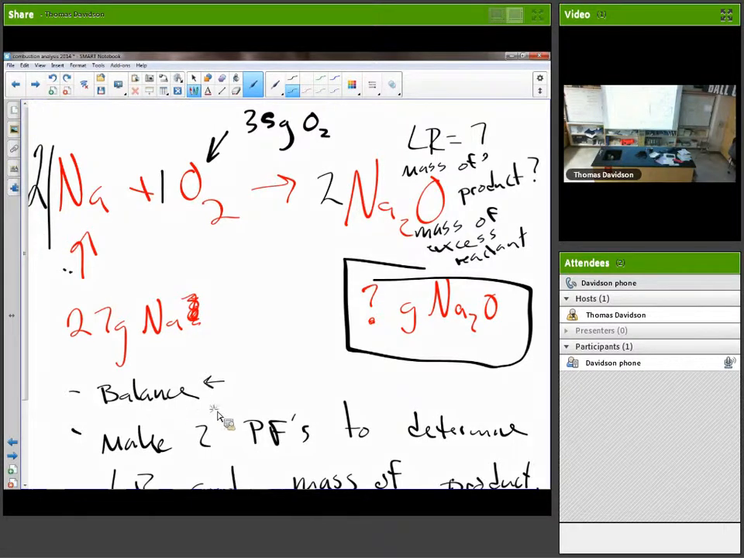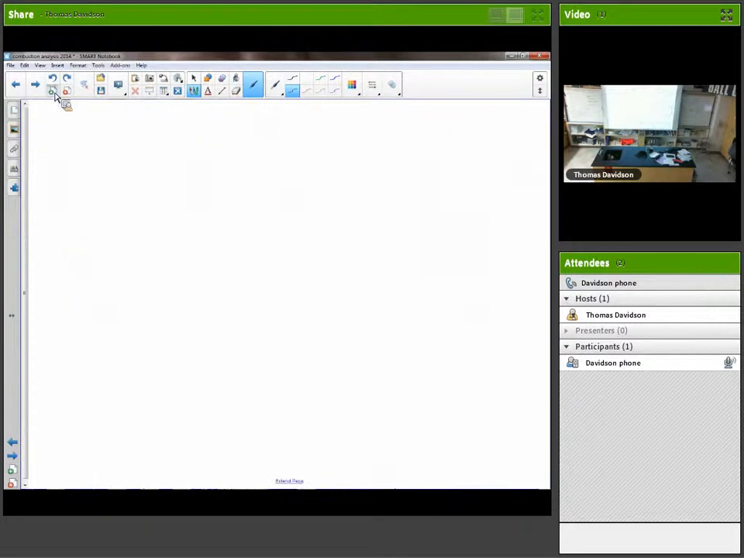All right, so we balanced. We make 2 picket fences to determine the limiting reactant mass and mass of product. And then the last thing said use LCOM. Do you know what that even stands for? All right, law of conservation of mass to determine your excess. So I can't scroll down, so I'll just add a new page. No, yes I can.